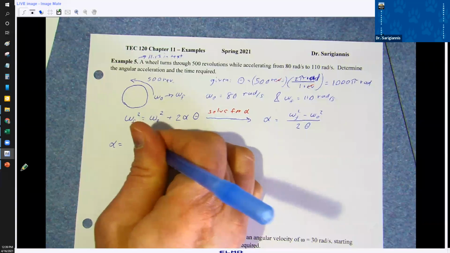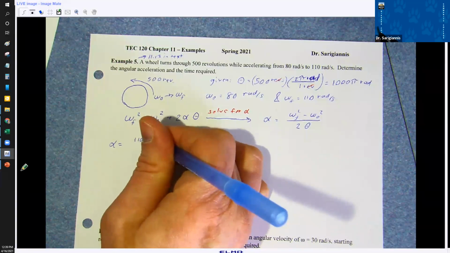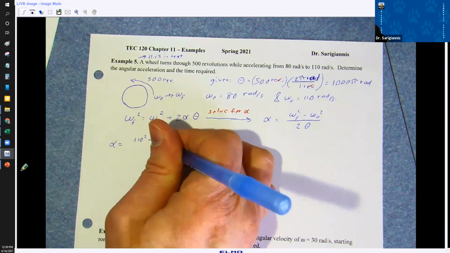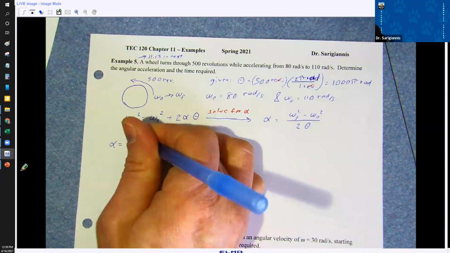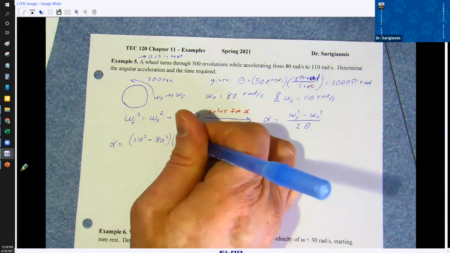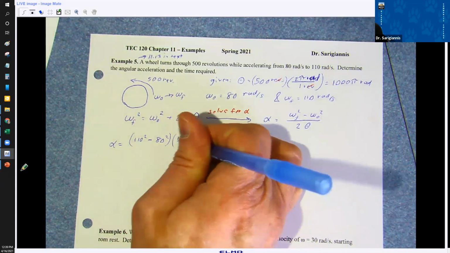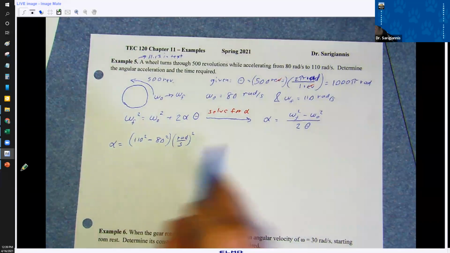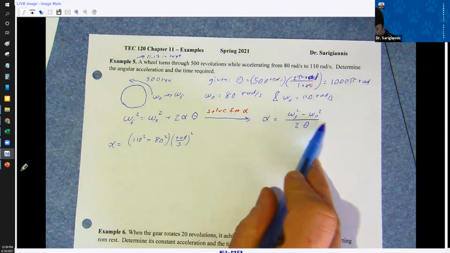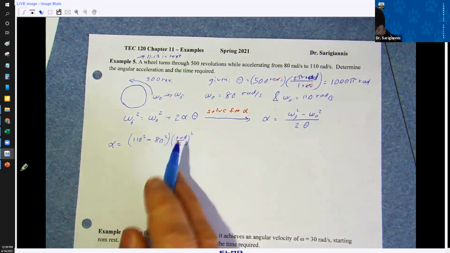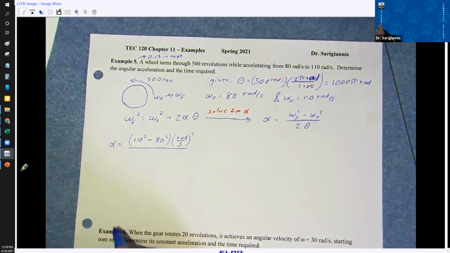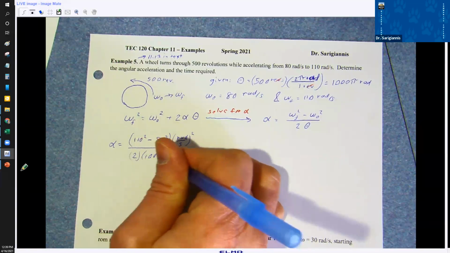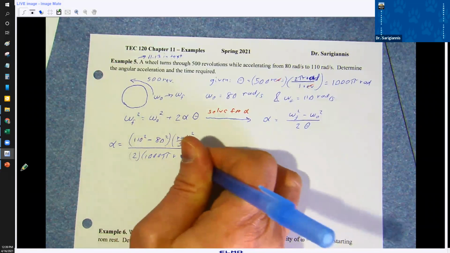We've got 110. I'm going to leave the units out in here. The units are radians per second, right? Omega f squared minus omega naught squared. The total units on top are radians squared per second squared, divided by 2 times 1,000 pi radians.